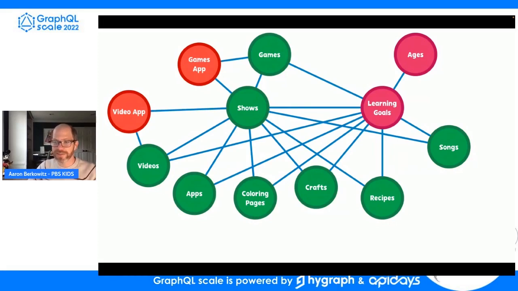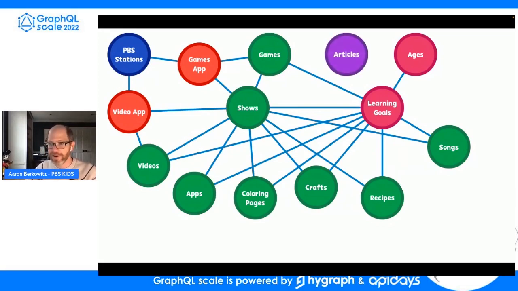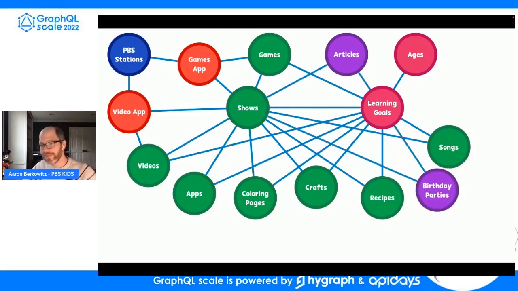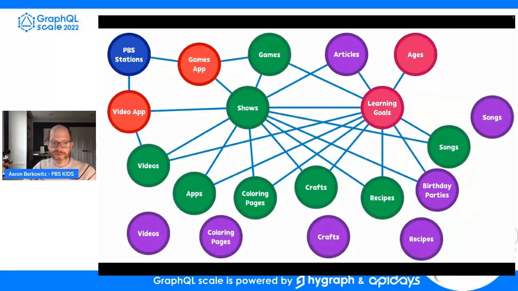We also have resources for parents. We have stations that connect and theme certain aspects of those different applications based on where you might be in the US. For parents, we have things like articles and birthday parties with their own learning goals and shows. And they also come with their own videos and coloring pages and crafts and recipes and songs, etc., that help parents contextualize the content their kids are enjoying. There's a separate parents learning goals framework that's all interconnected here that helps our parent audience find and understand what their kids are viewing and learning.